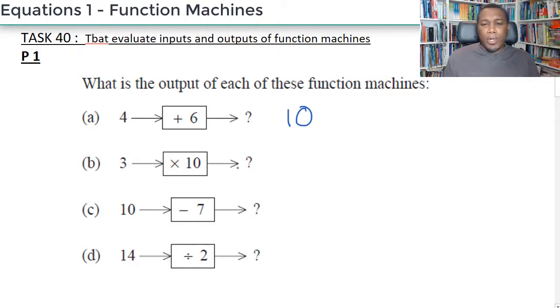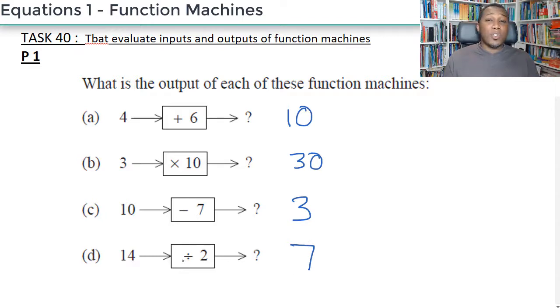So come on, don't skip. No shortcuts. Next one, B. 3, you multiply by 10, you get 30. 10 is the input, the function is take away 7. If I take away 7 from 10, I have 3. And then finally 14, I divide it by 2. The answer you should have to have 4 in a row all correct would be 7.